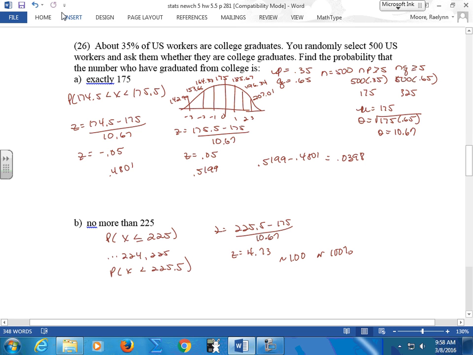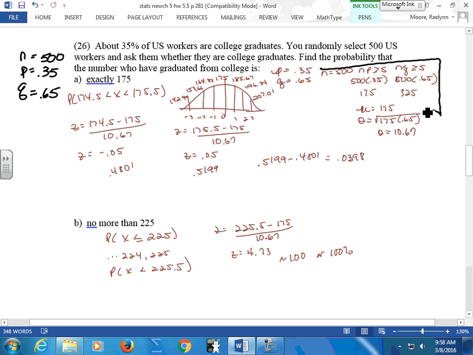Else going on. So the only other thing right now that we learned is the binomial part. So when you do this, find your N, your P, your Q, and see if this in fact is a binomial distribution. So 35% success rate, 1 minus 0.65, and you randomly selected 500 workers. So this is binomial.